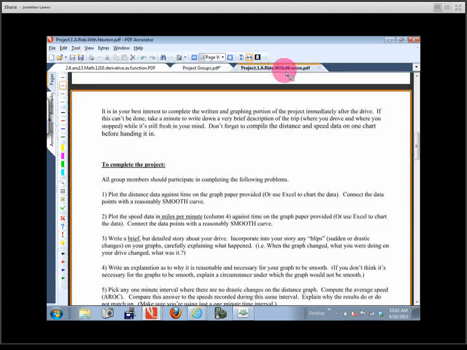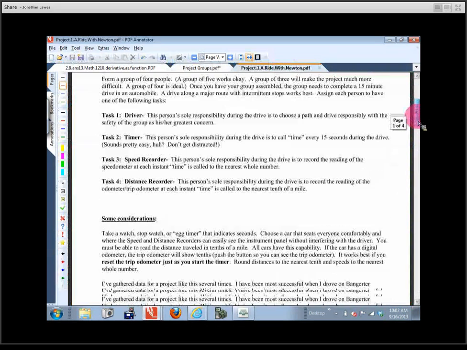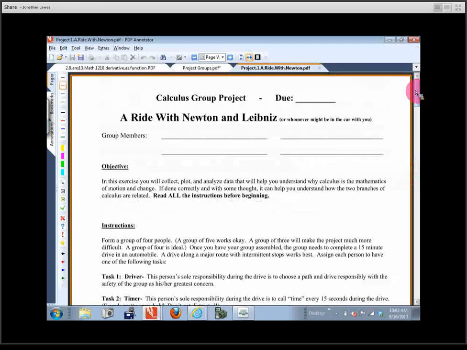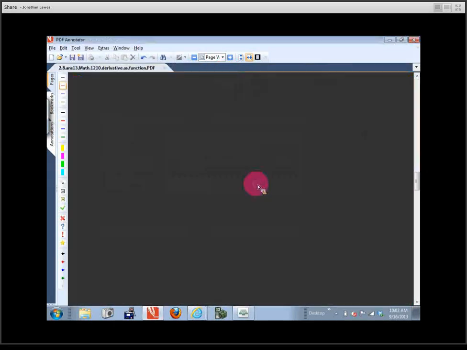But again, this is what the project looks like. Here are the instructions. I've done this for several years. It's actually quite interesting. It's a kind of a good discovery type of project. So that's what that is.